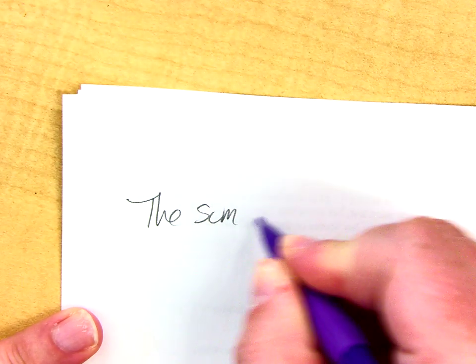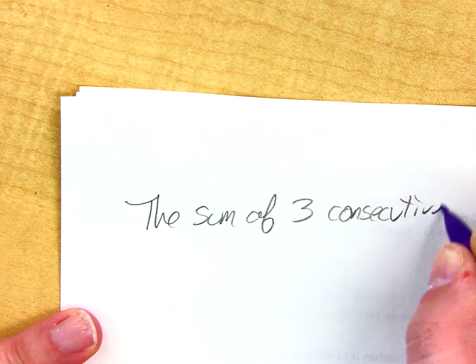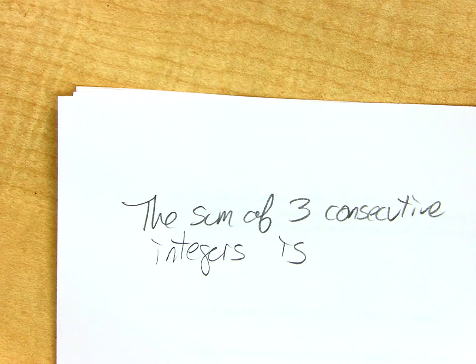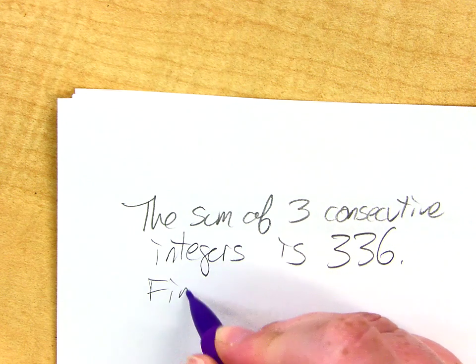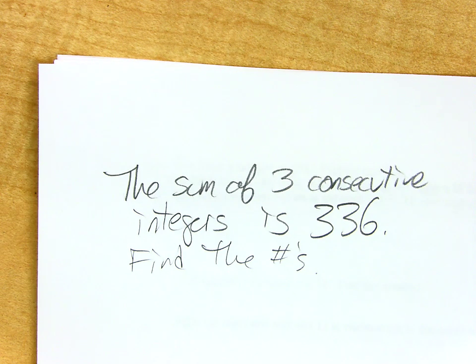The sum of 3 consecutive integers, I should say, is, what number shall I pick? 336. So just like we did, this time you only have 3 numbers and they're going to add to 336. Go ahead and see if you can find them for me. If you find them, don't tell anybody.